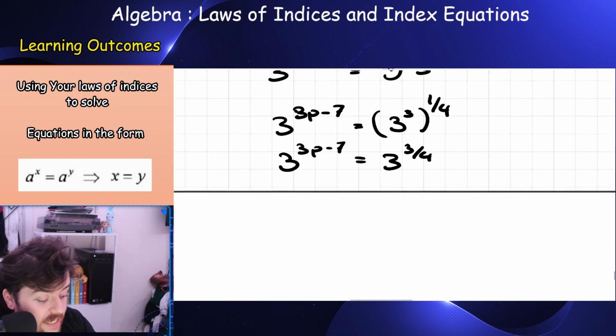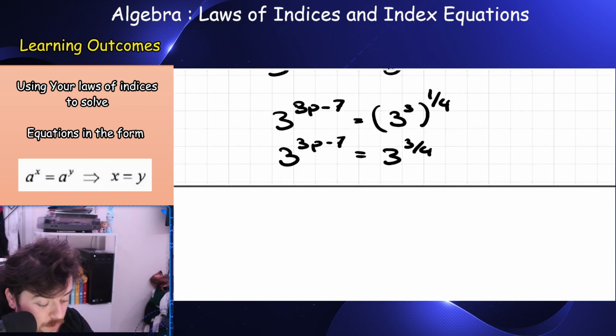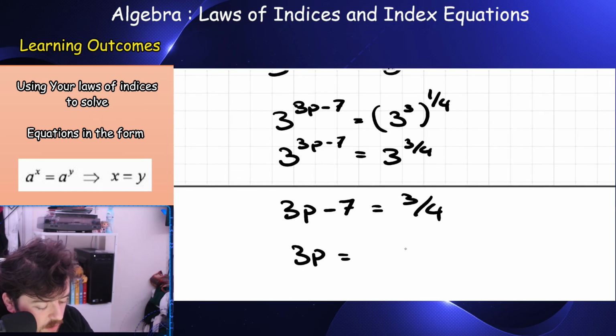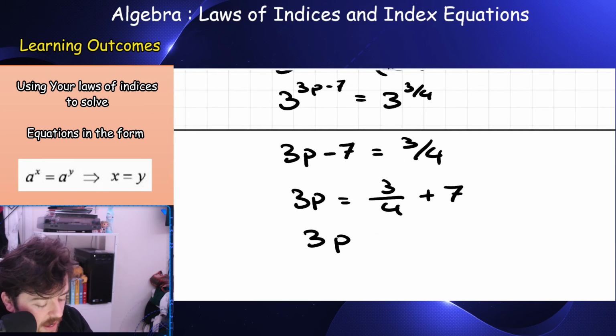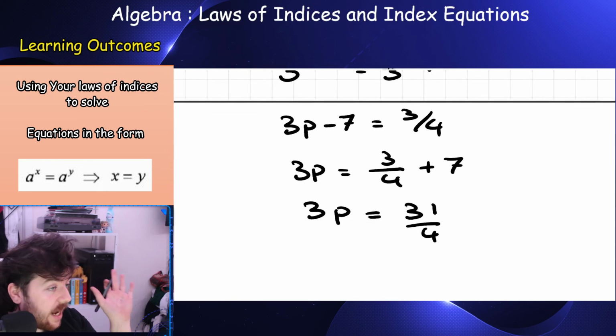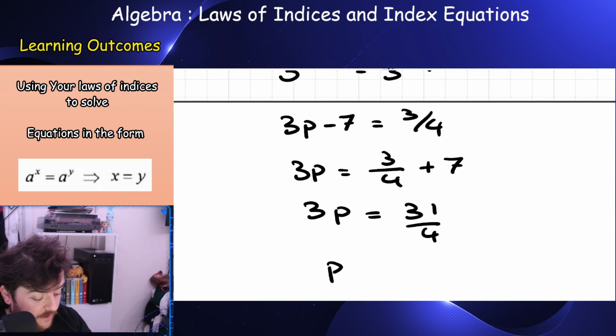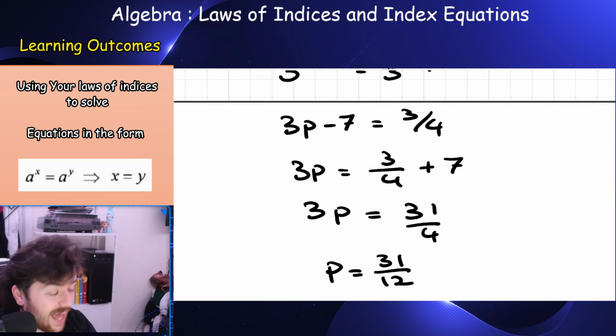So I have them in the same base. Since they're in the same base, I can let the powers equal. So 3p minus 7 equals 3 over 4. 3p equals 3 over 4 plus 7. 3p equals 3 quarters plus 7. Oh my God, what's that? 31 over 4. And then divide by 3. Put this on your calculator. Who has time to do fractions in their head? Anyway, I think p is going to equal 31 over 12. And I think that's going to be my final answer there.